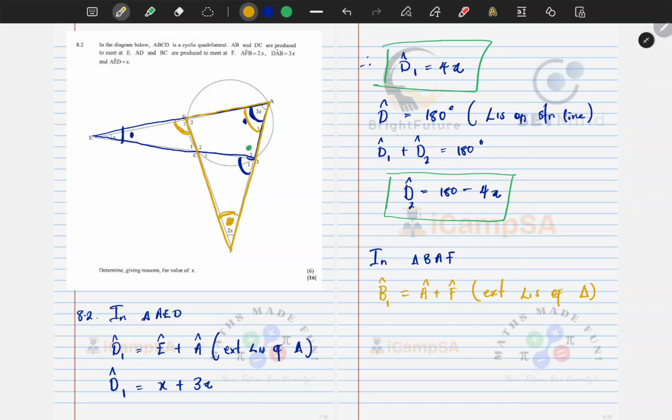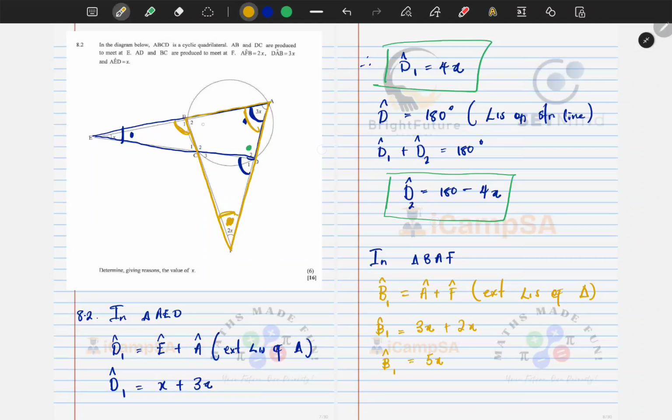Great. So that means that angle B1 is going to be A. What is A? It is 3x. What is F? It is 2x. So angle B1 is going to be equal to 5x. Great. Now we have angle B1. So the same is true.